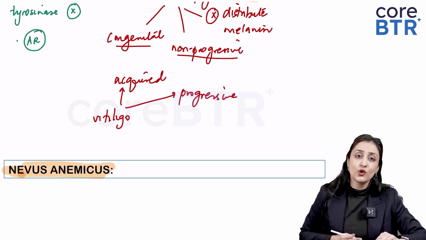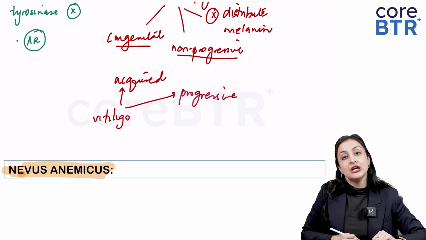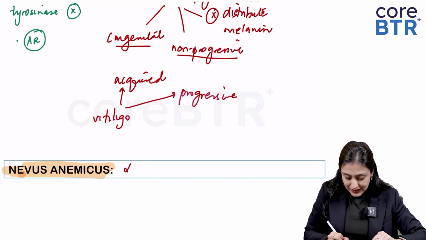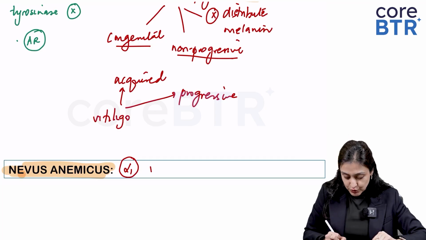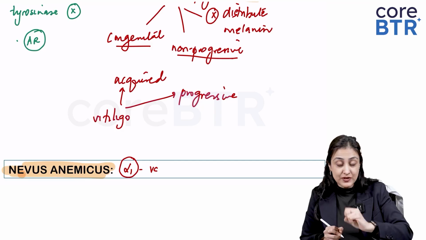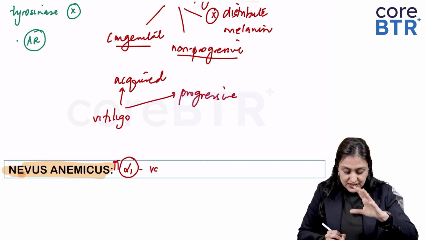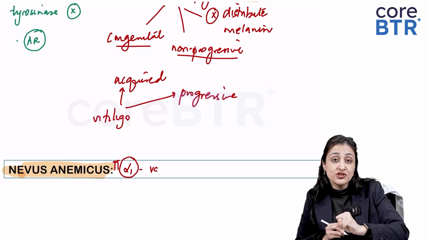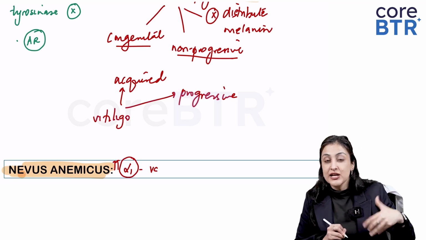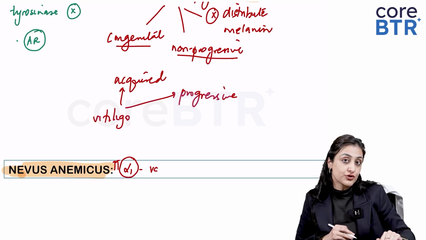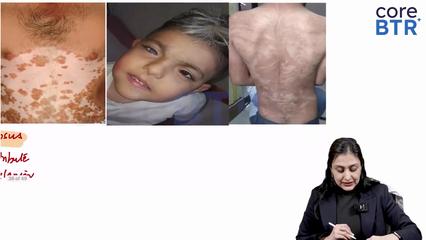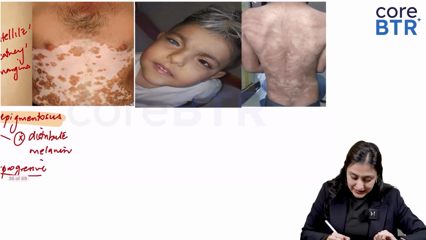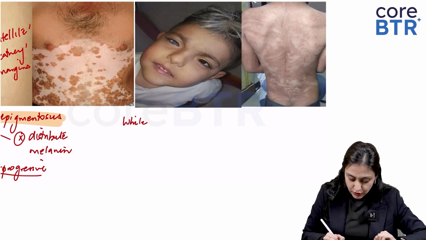Nevus anemicus is not even a true hypopigmentation lesion. It is where you have an alpha 1 receptor defect. Because of that, vasoconstriction happens. Alpha 1 receptors are very sensitive, and that vasoconstriction results in the blanching actually. So it looks like a nevus, but it's not a true nevus. So that's nevus anemicus. Then look at these two lesions where you may have a white forelock of hair.